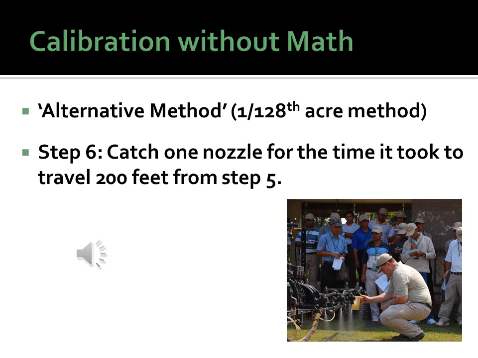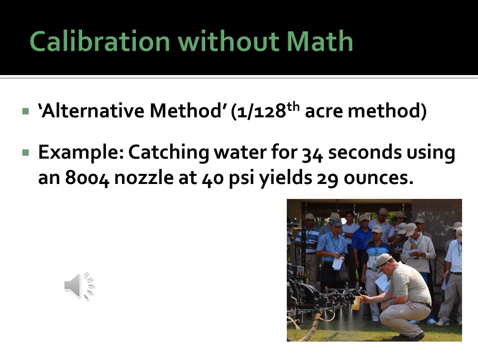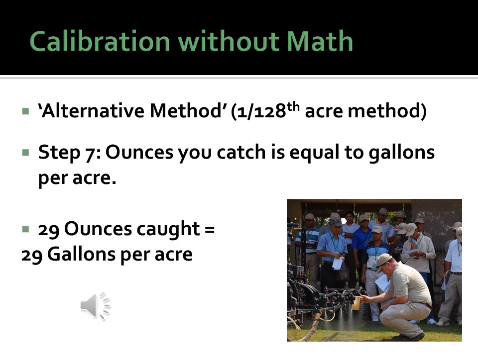Step six, catch one nozzle for the time it took to travel the 200 feet from step five. For example, catching water for 34 seconds using an 8004 nozzle at 40 psi yields 29 ounces. Step seven, the ounces that you catch is equal to your gallons per acre. 29 ounces caught is equal to 29 gallons per acre.